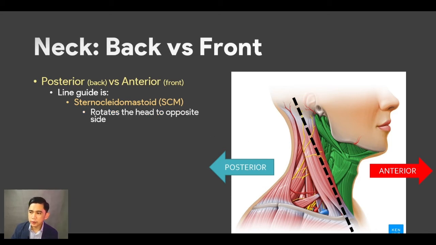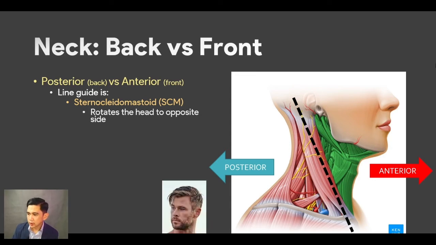Now, the sternocleidomastoid muscle is a very big muscle here. You can actually see it. And it functions to rotate the head to the opposite side. So it moves over here, and the one that moves over here. Just like this guy, when he moves his head to the other side. The sternocleidomastoid is the one that produces such action.